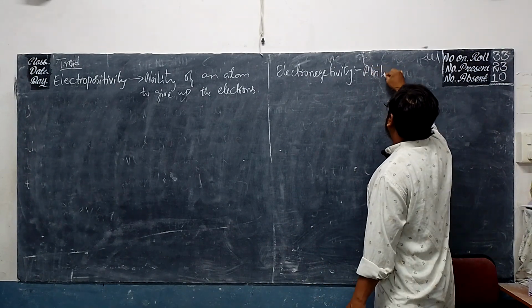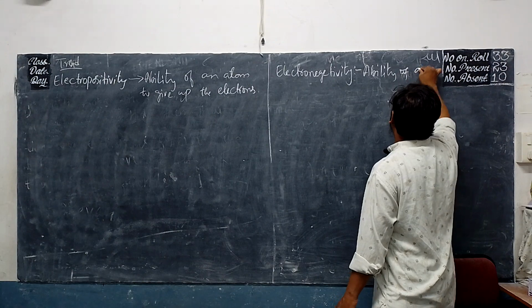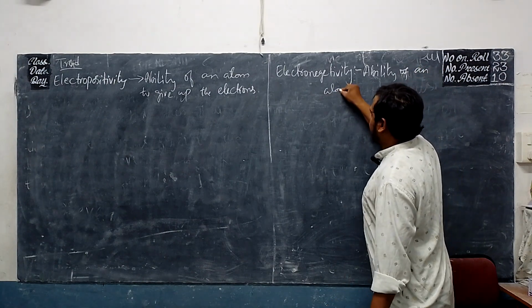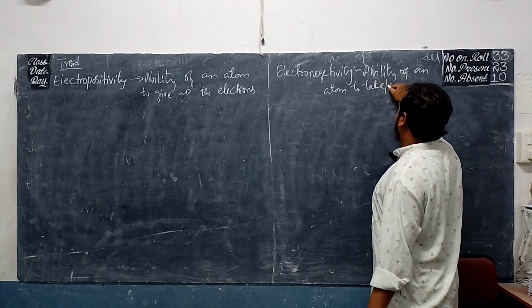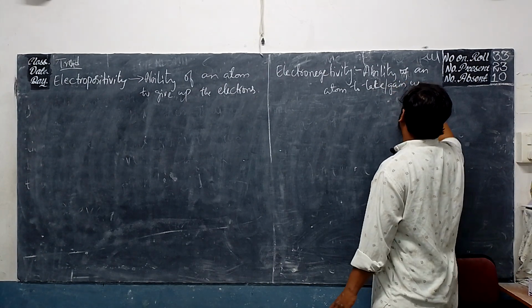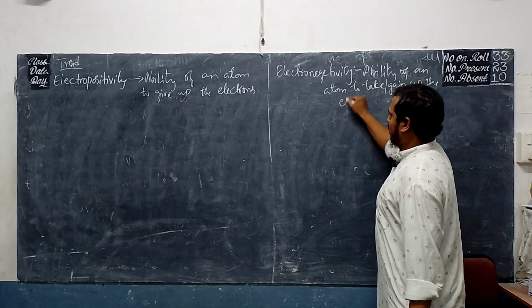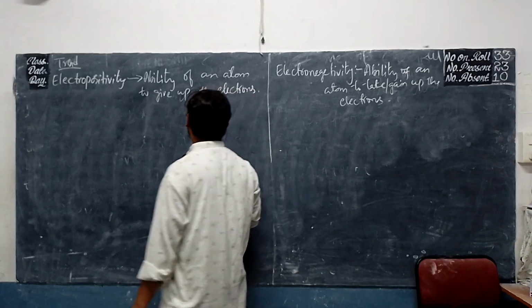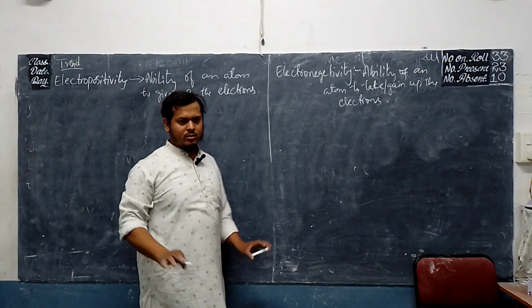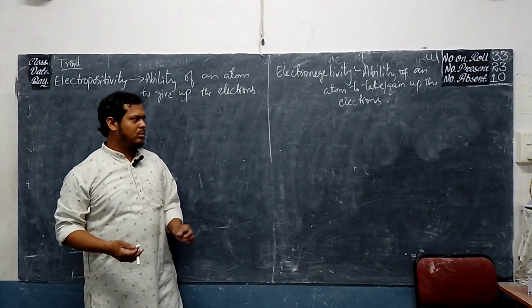Electronegativity, what? Ability of an atom to take up the electrons, right? So it is the ability of an atom to take or gain the electrons. Electron or electrons, anything. Got it?